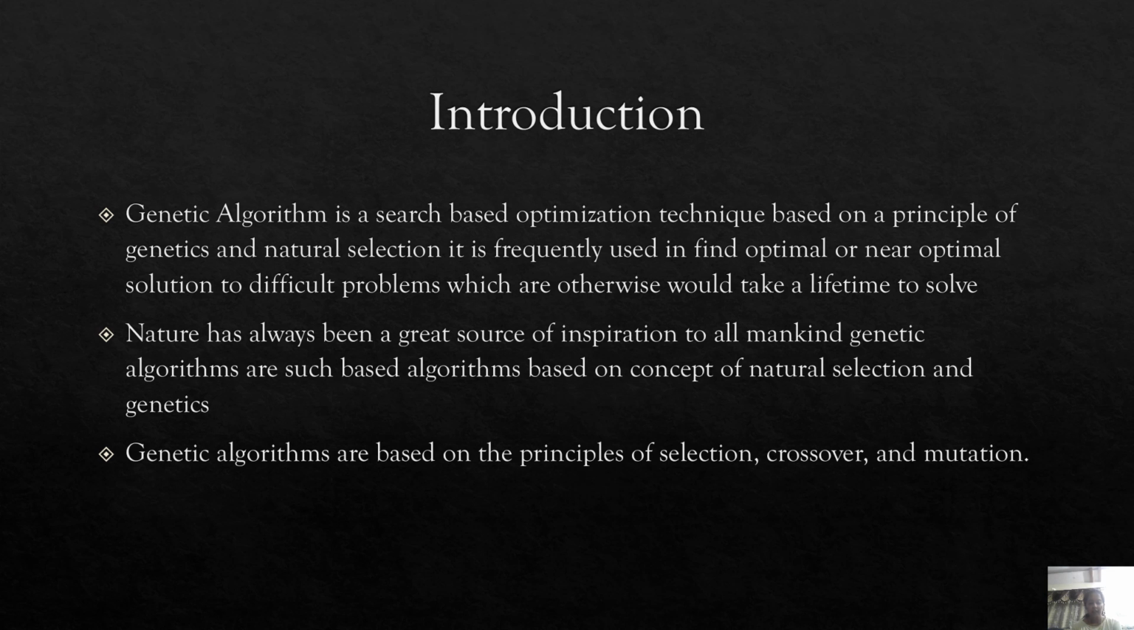Genetic algorithms are widely used in various fields such as engineering, finance, and machine learning for solving complex optimization problems where traditional methods may struggle. Genetic algorithm is a search-based optimization technique based on the principle of genetics and natural selection. It is frequently used in finding optimal or near optimal solutions to different problems which otherwise could take a lifetime to solve.